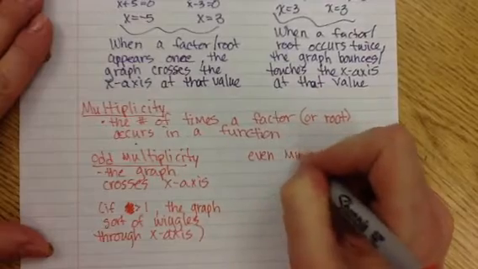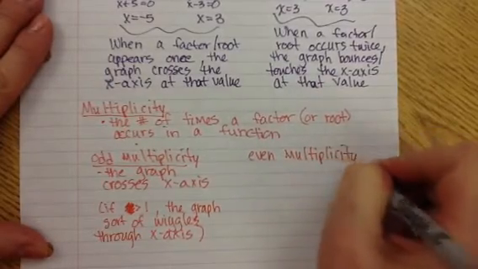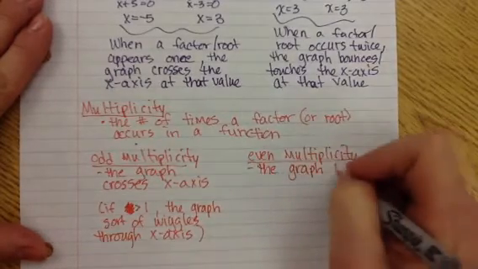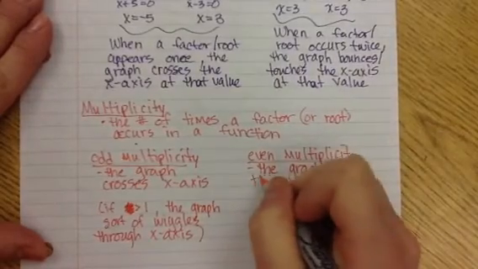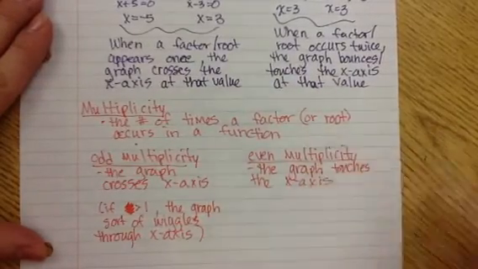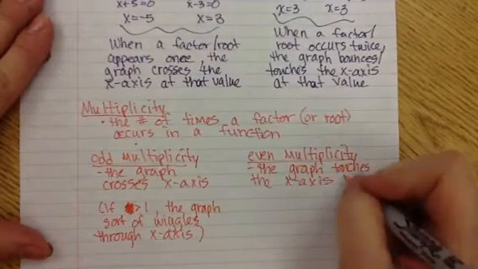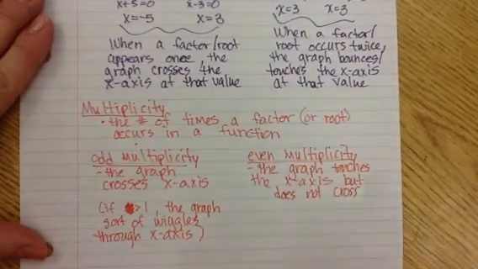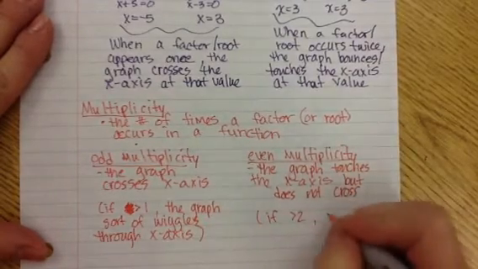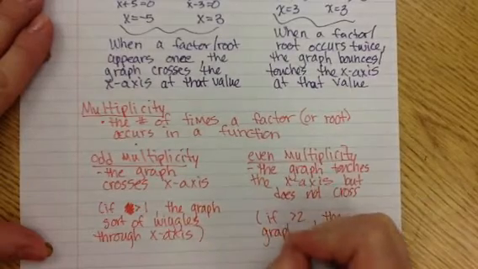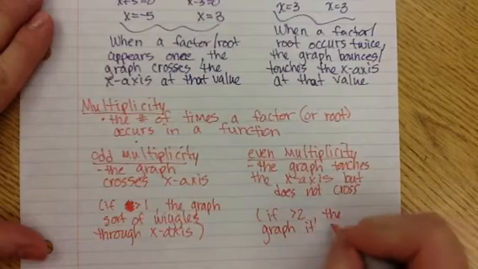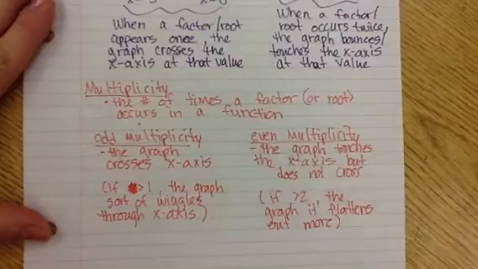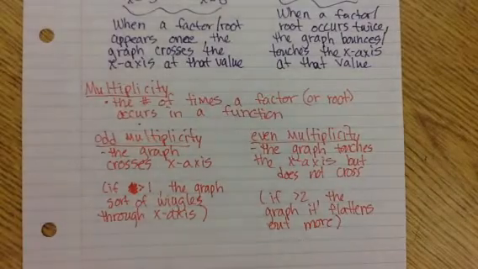If you have an even multiplicity, the graph just touches or bounces the x-axis at that value, but it does not cross. And what you'll see is if it's bigger than 2, then it still is going to bounce or touch, but it sort of flattens out a little bit more at that spot. So that's just a little different in the appearance.